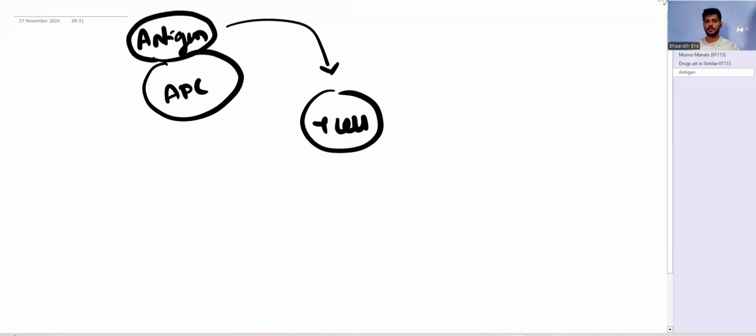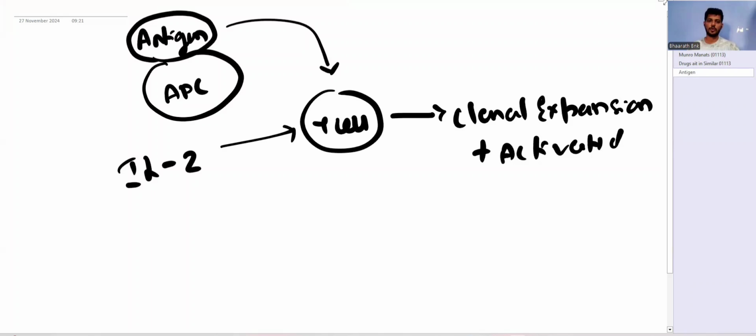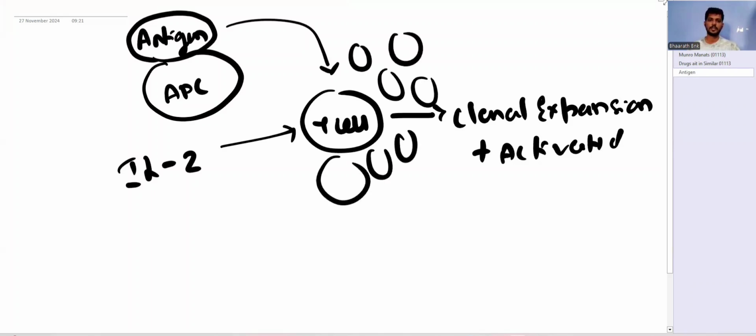When they present this antigen to the T cell, interleukin 2 is released, which will act on this T cell, and it causes clonal proliferation of this T cell, which is also called clonal expansion. So the T cells have to undergo mitosis and multiply, and they get activated. So they produce a lot of other T cells, and all these T cells, when activated together, mount an immune response against this antigen.